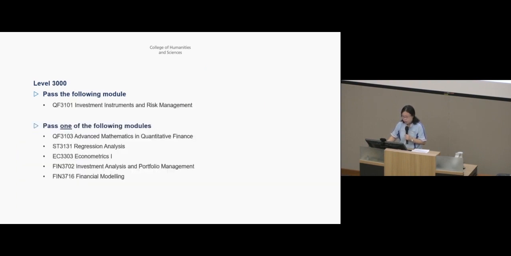So that's the 2000 level, and for the 3000 level, we have only one module, QF3101, and one of the following. For the QF minor, we do not have a 4000 level requirement. We only require QF3101 and any one from the following for the 3000 level, because the QF minor only requires 5 modules.